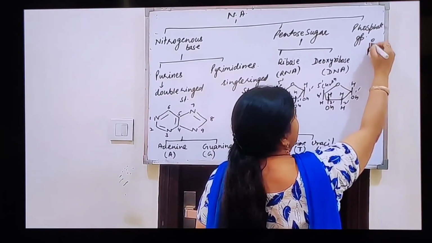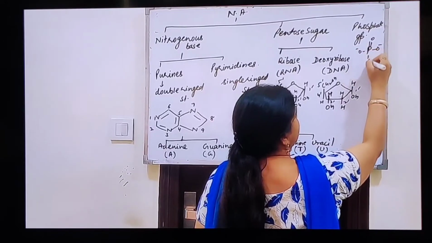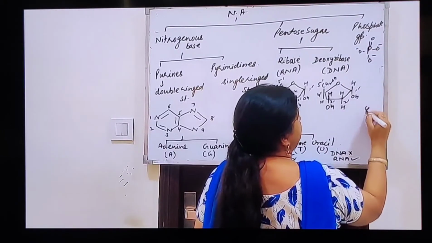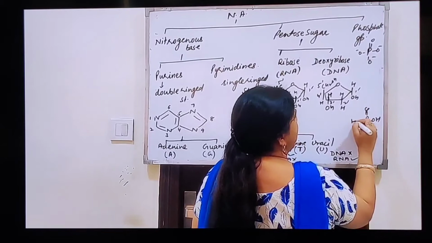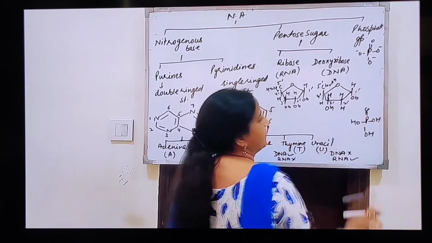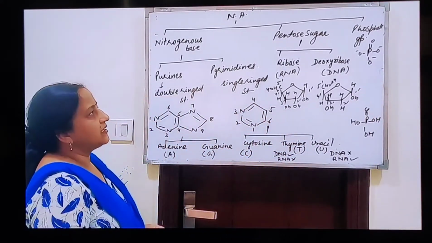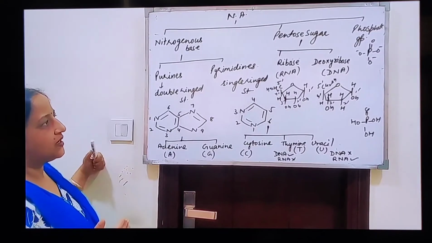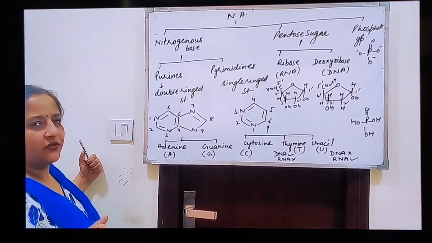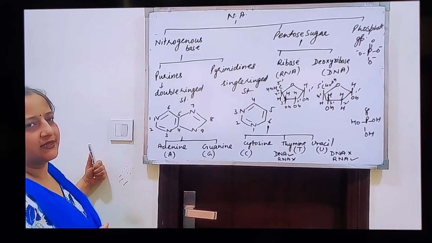Phosphate group. This phosphate group is provided by phosphoric acid. We can write like this: unionized form, and this is ionized form. So all these three things, nitrogenous base, pentose sugar, and phosphate group, join together to form the nucleic acid.